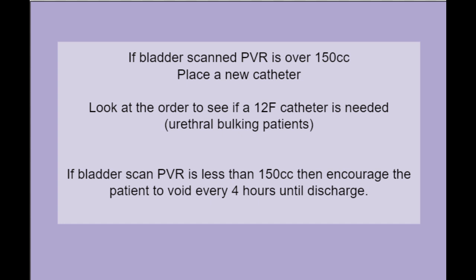If post-void residual is over 150 milliliters, place a foley catheter. Check the voiding trial order to see if they need a smaller 12 French catheter, as this is used for urethral bulking patients. They will be discharged home with a catheter and have a repeat voiding trial in the office.